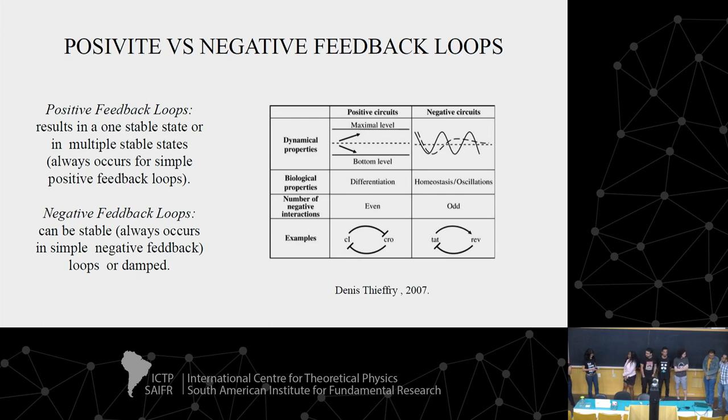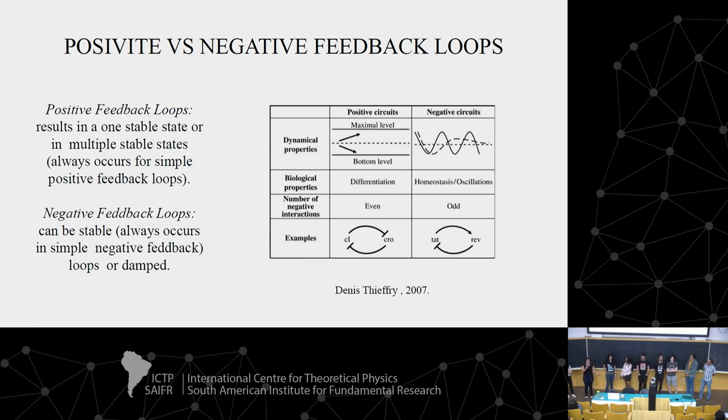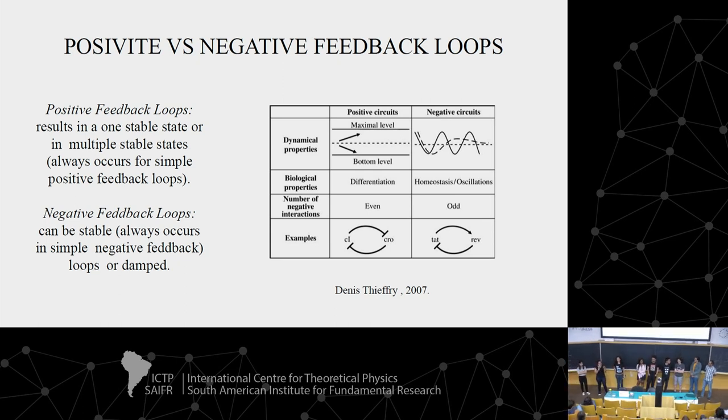A feedback loop is formed by elements connected in a closed chain. Feedback loops can be positive or negative. It depends on the number of negative interactions. If this number is odd, you have a negative feedback loop, but if this number is even, you have a positive feedback loop. In simple feedback loops, each element exerts a positive or a negative influence on its own. But when you don't have simple negative feedback loops, the process is more complex.